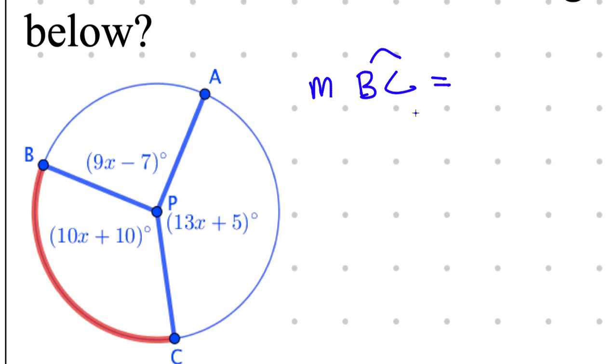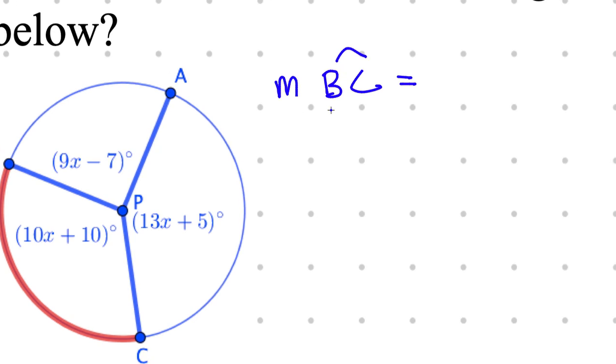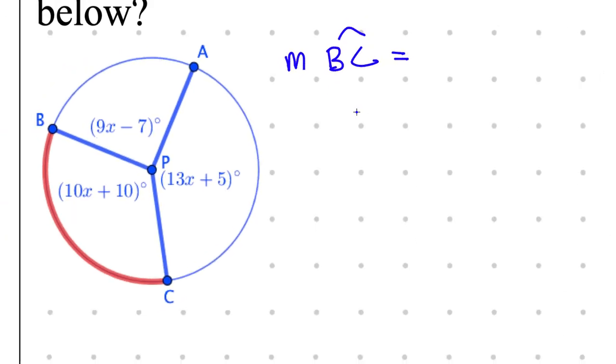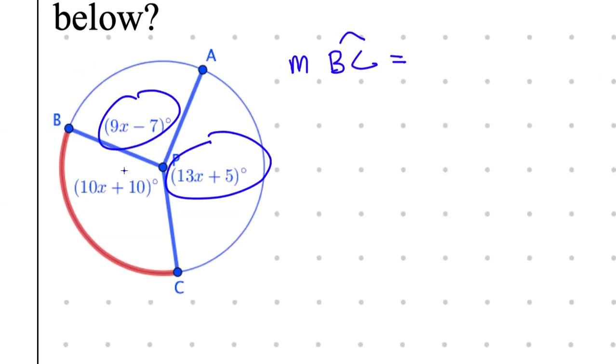So the first piece of information that we have to know, the prerequisite information, is if I rotate all the way around, how many degrees do all of these add up to? 360. Yes, it is 360. So we know that this plus this plus this must add up to 360 degrees. Let's write it down.